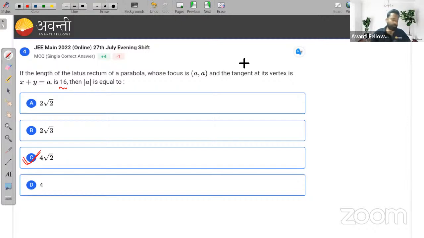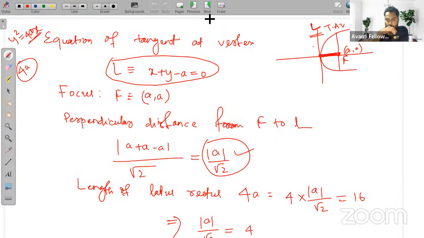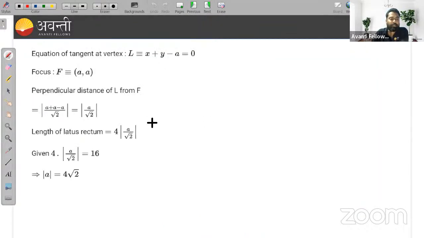No doubt. Shall I move to the next question? Yes. Everyone clear? Sure. Let's move to the next question. And the answer is this.